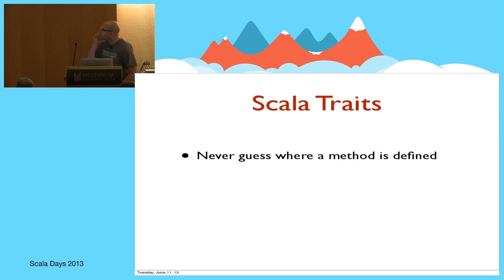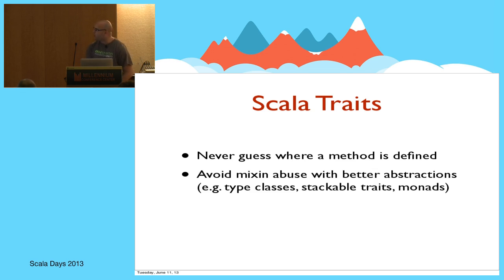So Scala traits, right? Never guess where a method is defined. I think this is pretty key because, for those of you that use IDEs, you can pretty much click on any method that's defined, and your IDE, because it understands the AST and the compile time characteristics, can take you right to the method definition that it's using. And personally, it has saved me a ton of time. I think we have better abstractions also, right? If you recall the slide where all the modules are mixed into Active Record base, I think we have better design patterns available in Scala. So type classes, stackable traits, monads, I'll talk about these in subsequent slides.